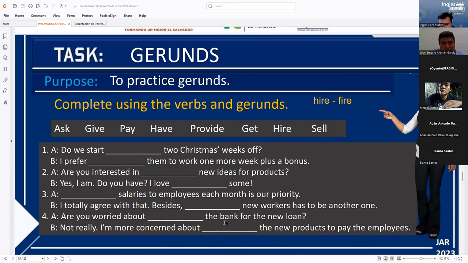I'm concerned about selling the new products to pay the employees, right? Selling. Are you worried about asking the bank for the new loan? Is the only one asking the bank for the new loan? Besides, hiring new workers has to be another. And here is paying salaries. Paying salaries to employees each month is our priority.